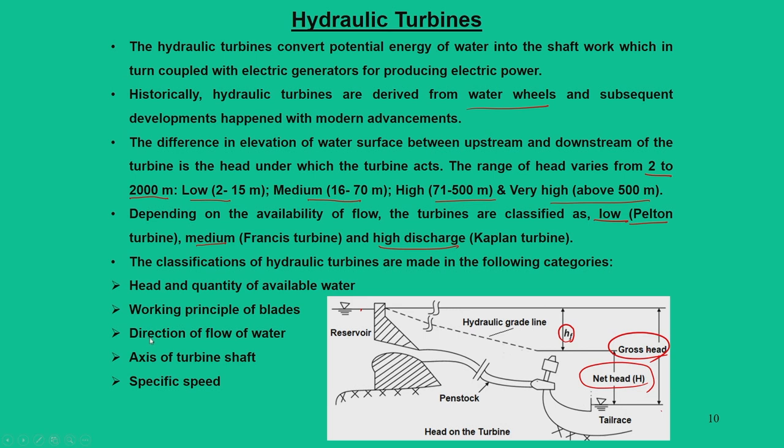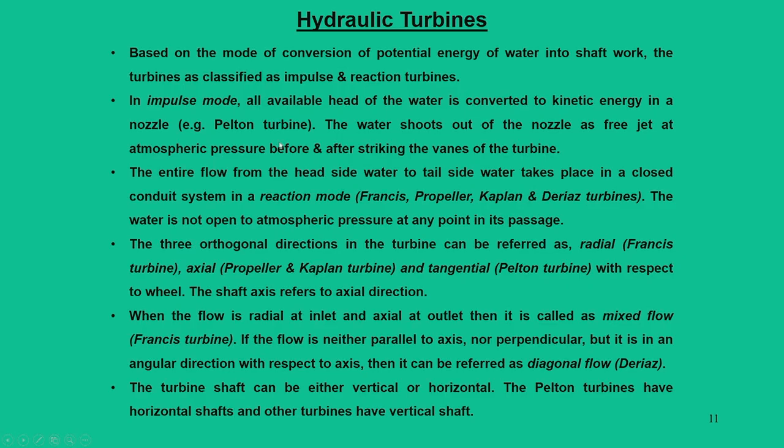Another way is the direction of flow of water. Initially it can be radial and the final exit from the turbine could be axial, or it may be vice versa, or it can be a mixed flow. So, depending on the direction of the water flow, it can also be specified. Then classification is also based on the axis of the shaft and on the specific speed. Specific speed decides whether it is a very slow runner or a very fast runner. Whatever I have explained has been noted down here.